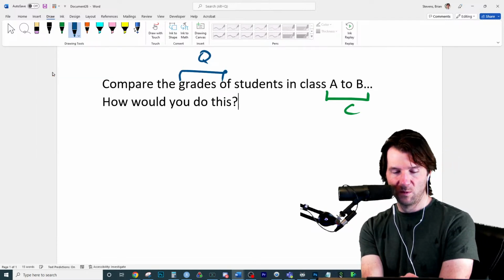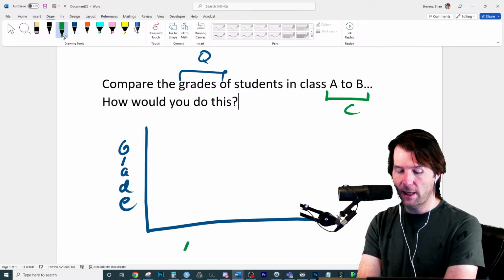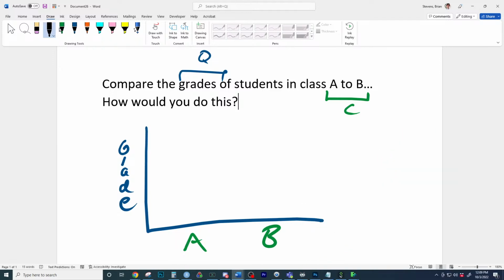So grade over here, got grade as a quantitative, and then class A, class B. And the combo you get from this is side-by-side box plots. Now, what's interesting is the differences between these box plots right now looks to be what?